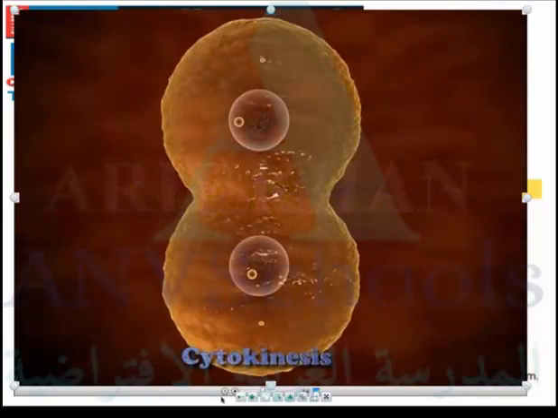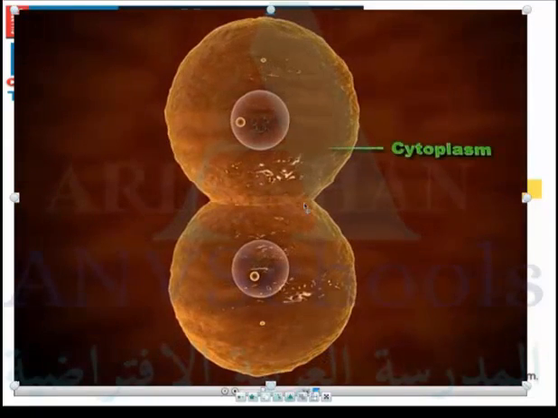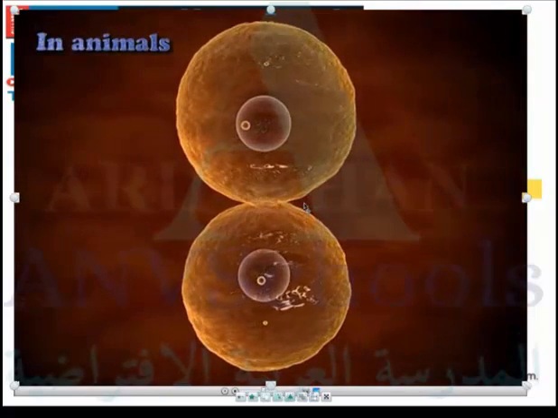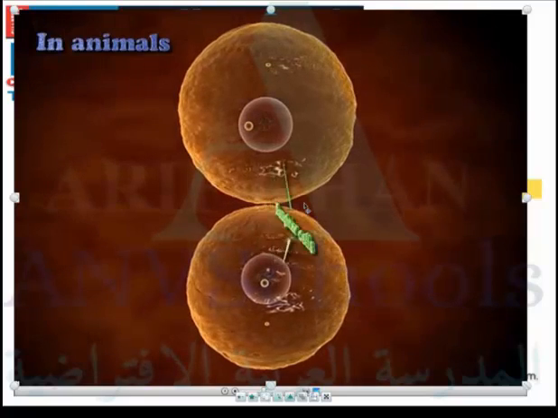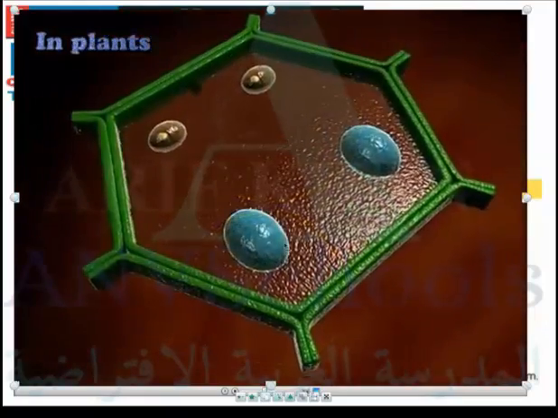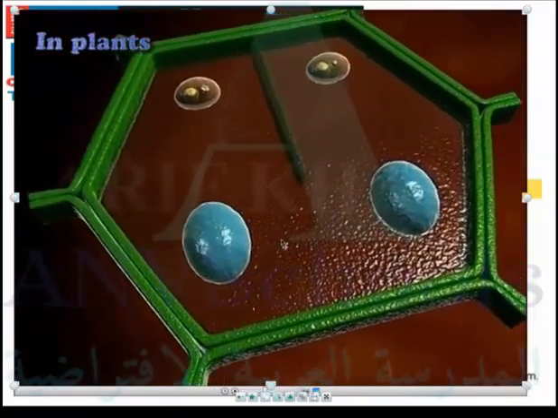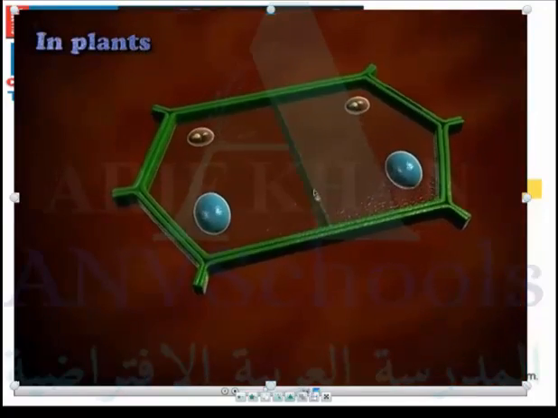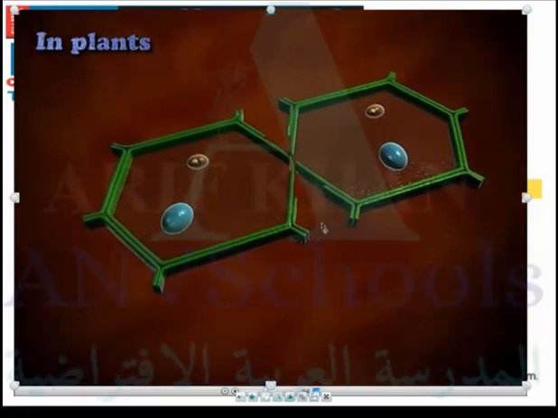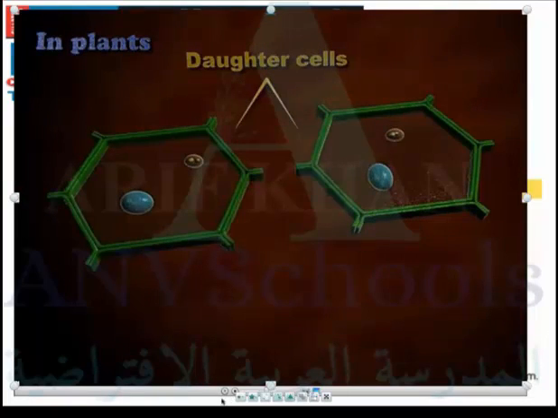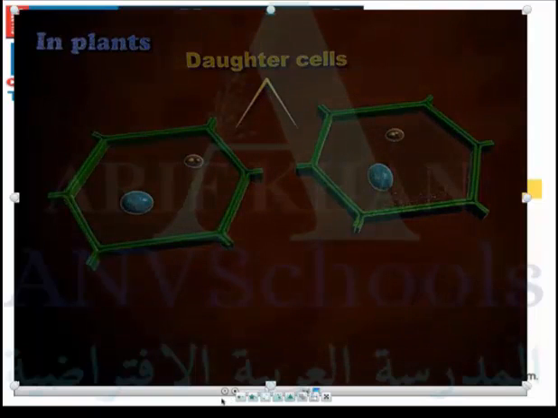Then we enter cytokinesis, where a cleavage furrow will split the cytoplasm into two in animals. Here we are already having two daughter cells. We have two nuclei. In plants, it is different. They will develop a plate here. That is what we said. Then, of course, it will split and form two daughter cells. And that is what we call mitosis.